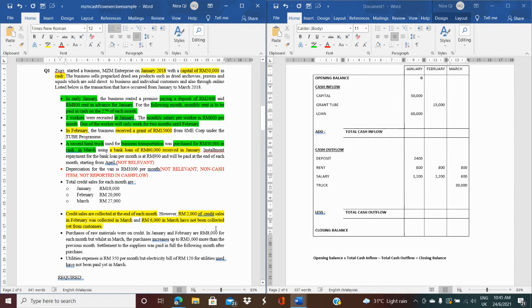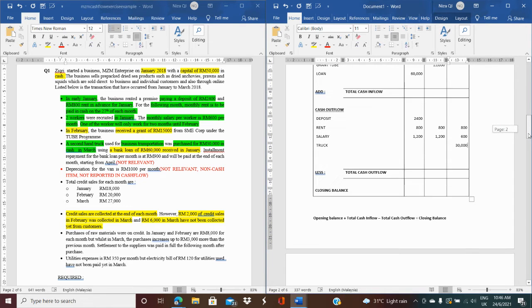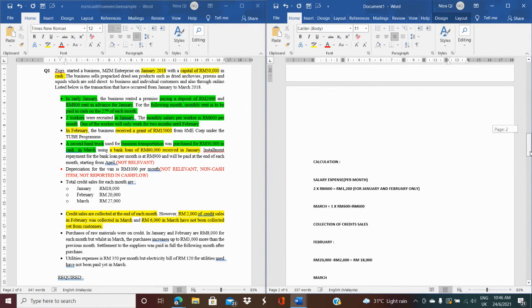But that is the amount of sales. But you have to remember that here it is also stated that 2,000 from the previous sales in February will also be collected in March. So you need to prepare a calculation before you can input the information in the table in the cash flow statement. So how do you do it?